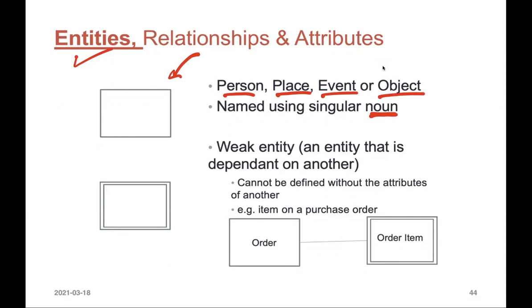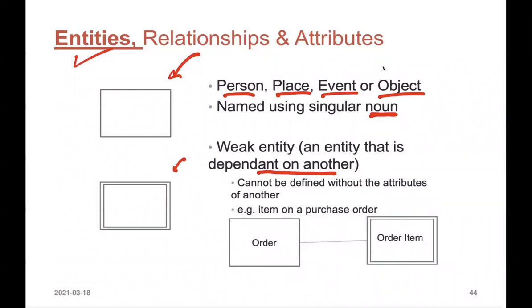When we say an entity is a weak entity, that means it is an entity that depends on another entity in the same diagram, which means it cannot be defined without attributes of another entity. Then we use a double-sided square to denote a weak entity.